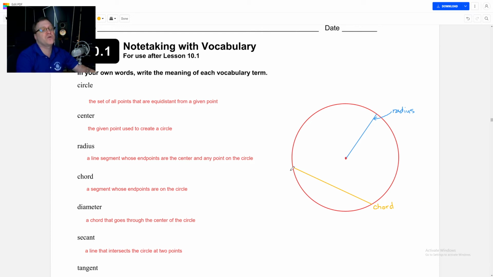All right, that's a chord. So we have a radius, which goes from the center to the circle, and we have a chord, which goes from the circle to another point on the circle. Now the chord can go anywhere. I could draw a chord from here to here, or from here to here, or from here to here. Any two points that are on the circle. There are many different chords that you could draw.